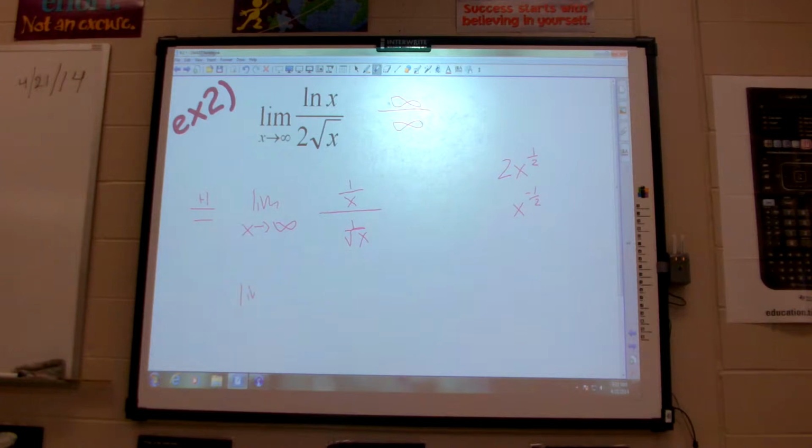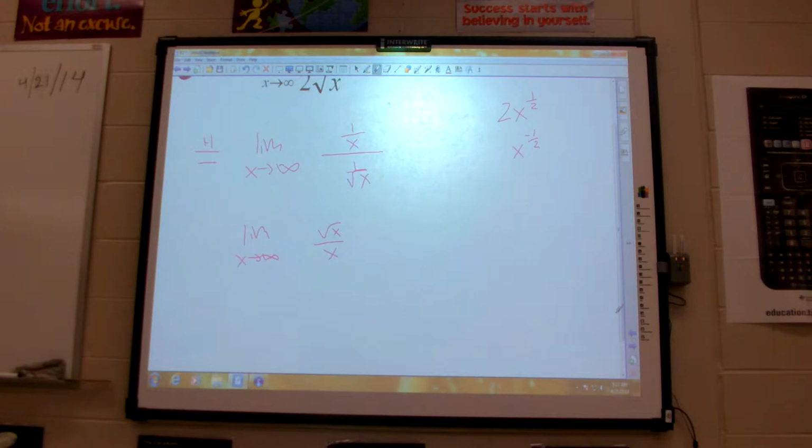So I end up getting limit x goes to infinity, square root of x over x. Two things I can do here. If I plug in, what do I get? Square root of infinity, which is still infinity over infinity. So that didn't help me at all.